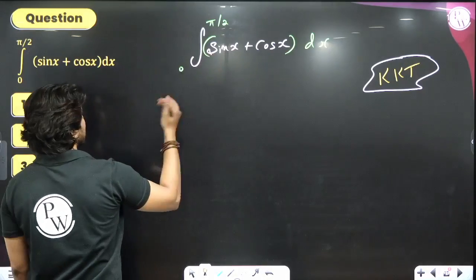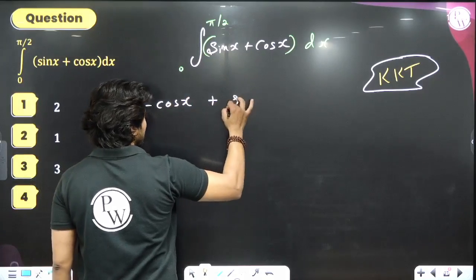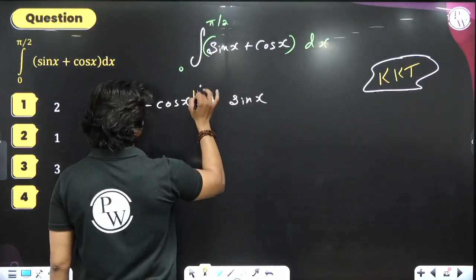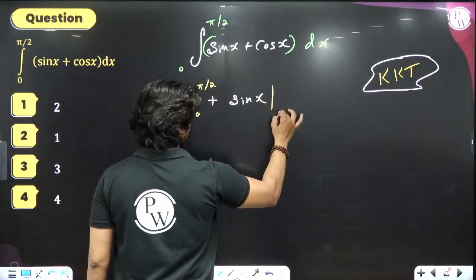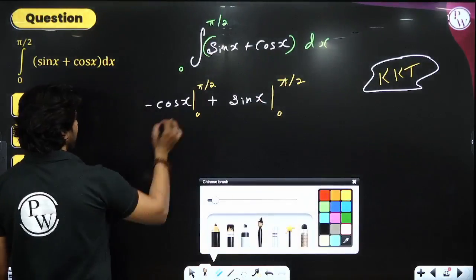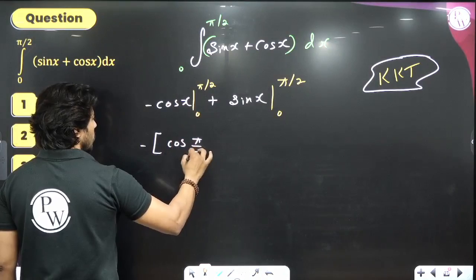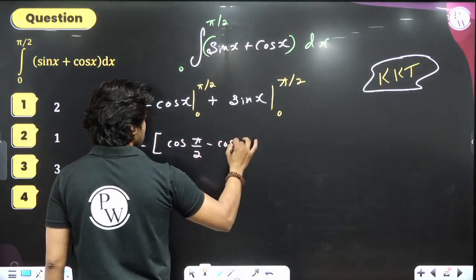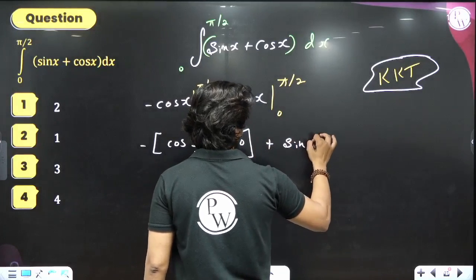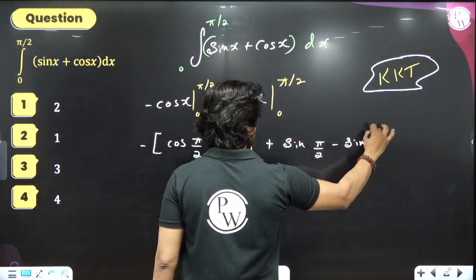First of all, sine. What is the integration of sine? That's minus cos x. Integration of cos x, that's sin x. Okay, that's cool. Now substitute the limits from 0 to pi by 2. And what are you left with? You are left with minus cos pi by 2 minus cos 0 plus sine pi by 2 minus sine 0.